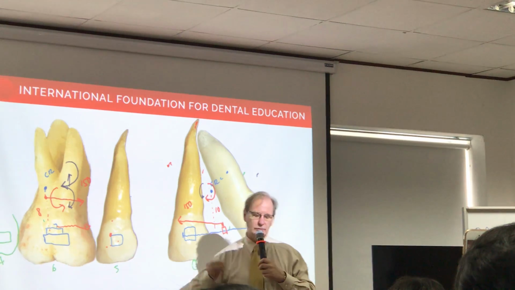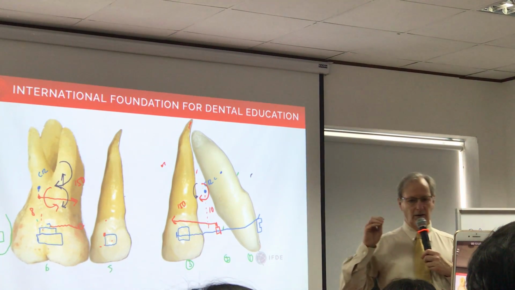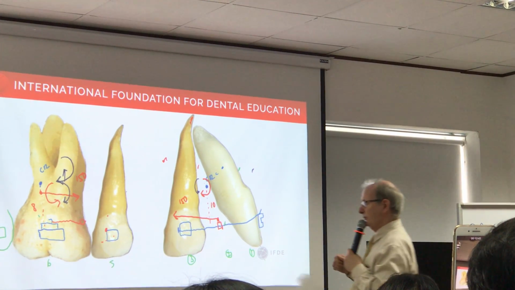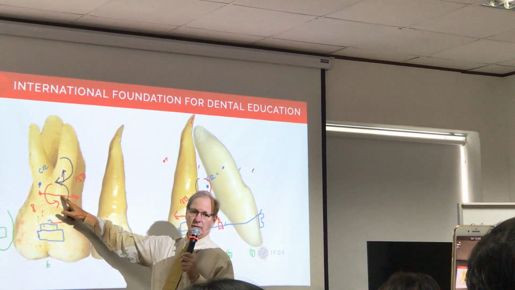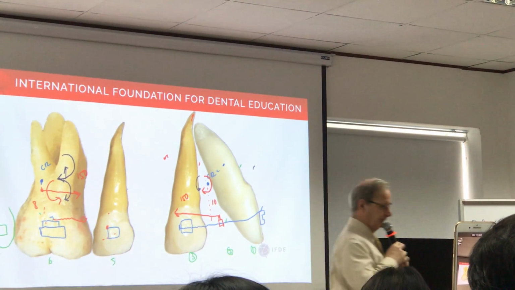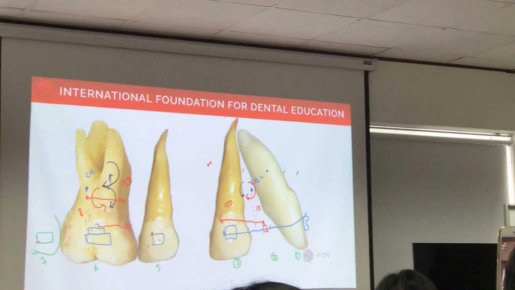So if you want to do a straight wire concept, you use a very large wire with very little curve, okay? But you will not eliminate this, no way. The only way you can do it is the microimplant. Or a headgear.